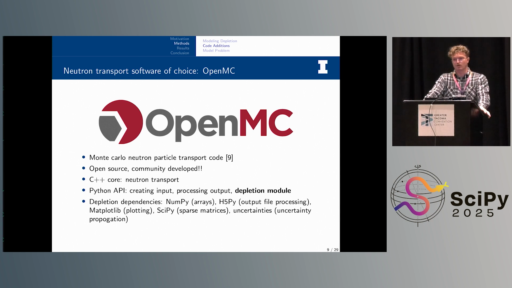It has a C++ core for the neutron transport side, and then a pretty feature-rich Python API for creating input, processing your output, and this Python API also contains the depletion module. A lot of the Python API, including the depletion module, leans very heavily on the infrastructure of the scientific Python community. Some examples are NumPy for array handling, H5Py for output file processing, Matplotlib for the plotting functionality, SciPy for sparse matrices, which is actually very frequently used in the depletion module, and uncertainties for uncertainty propagation.